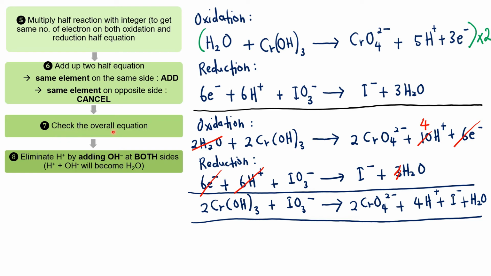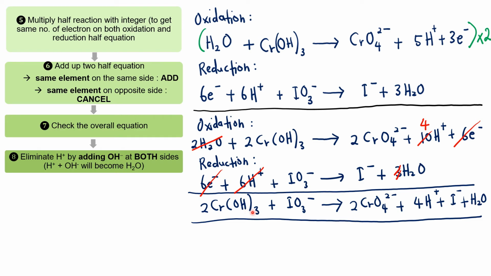Then we check the overall equation. We have to make sure all atoms on the left must be equal with the ones at the right side of the equation. So we have 2Cr here. Here is 2Cr. And then oxygen, we have 3 times 2, 6. 6 plus 3, 9 oxygen. So here we have 4 times 2, 8. 8 plus 1, 9 oxygen.